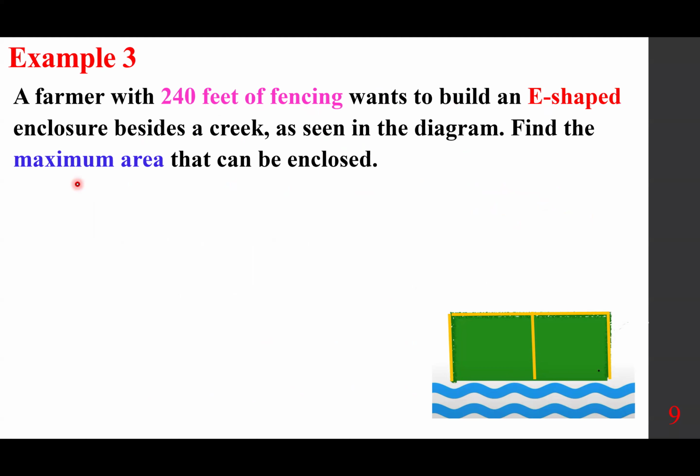So let's define our variables. X represents the width, Y represents the length, A is the total area. We want the maximum area. The objective is to maximize the area, A equals X times Y.